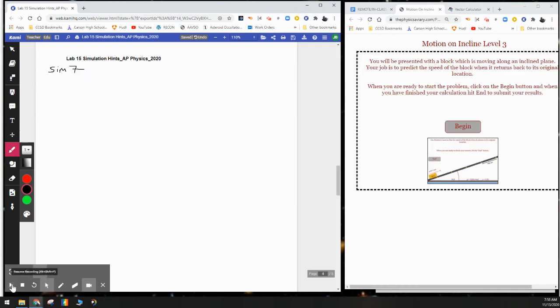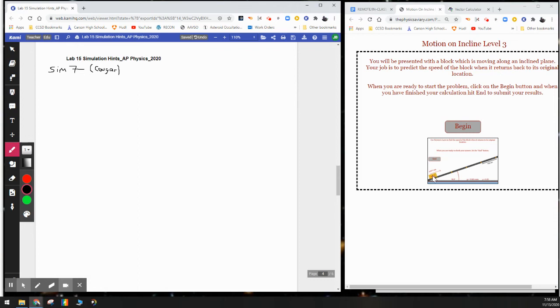All right, class, this is number 7 here, and we'll call this the cougar problem. This is a cougar, and it looks like he's kind of hungry, so try not to get ravaged by the cougar. We'll be presented with a block which is moving along an inclined plane.